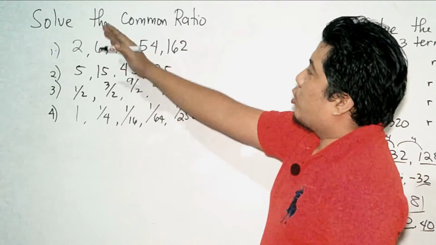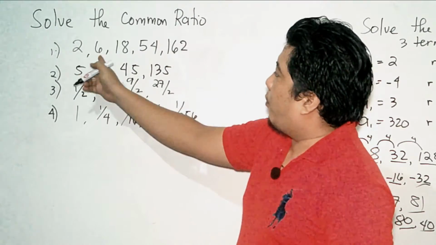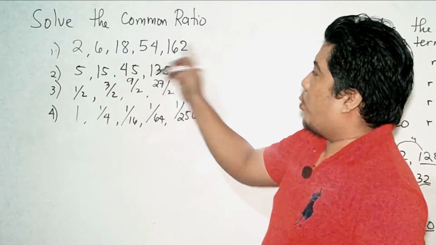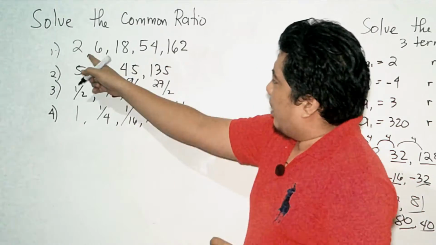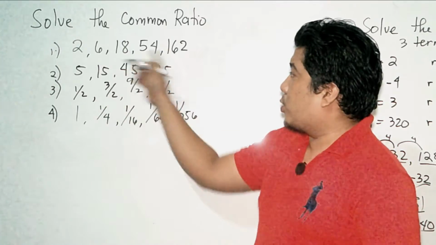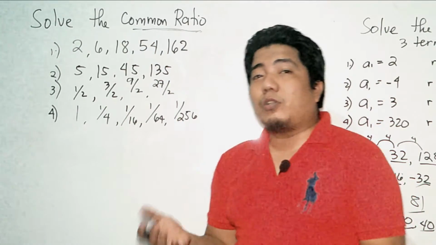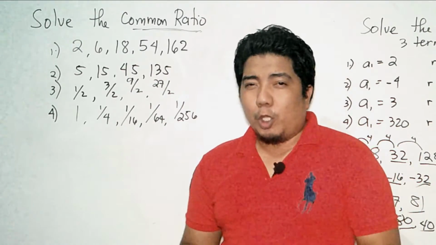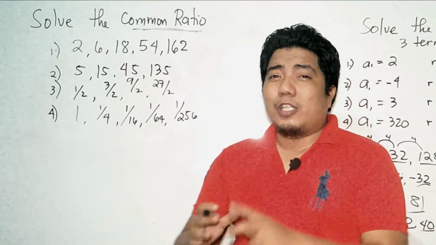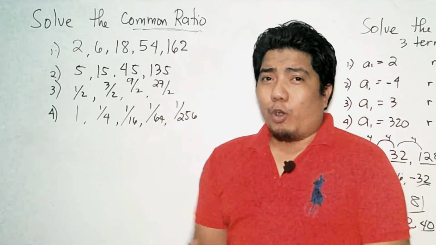Now, we have to solve the common ratio given these sequences. Okay, 2, 6, 18, 54, 162. Now, it is very clear that there is no common difference on this one. And it has been established by the instruction that we are getting the common ratio. So, you don't need to subtract or to add anything. You just need to ask yourself, what happened? Was it multiplied or divided?